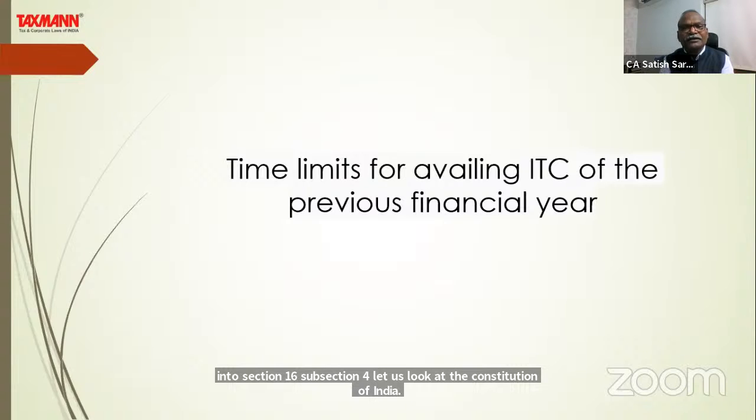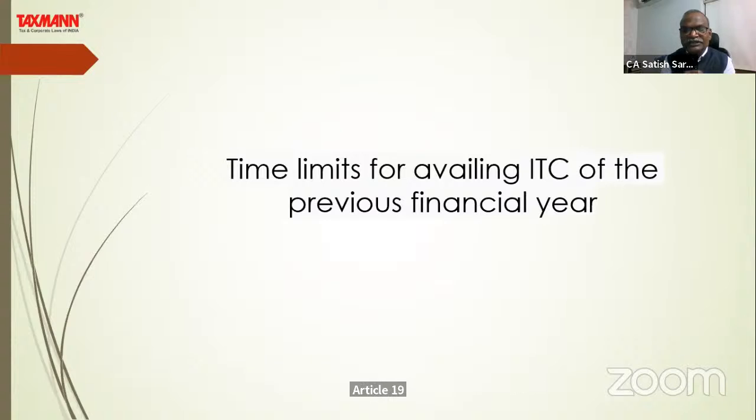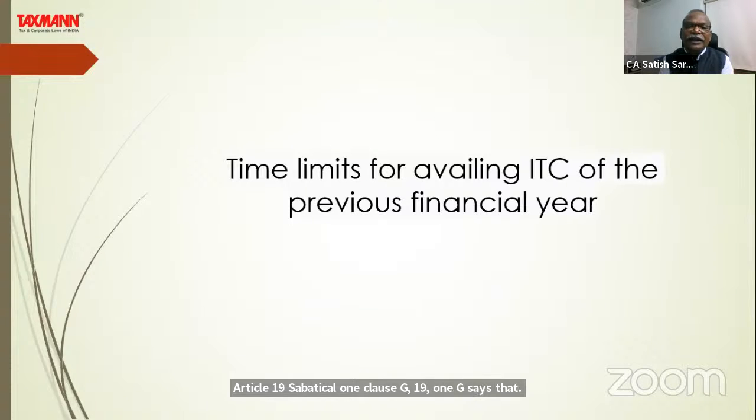Article 19(1)(g) gives us the right to trade. And this article also specifies that in fiscal laws, there can be a reasonable restriction with respect to the right to trade. The limitation provided under Section 16, subsection 4: is it a reasonable restriction or not? That is the question one has to answer.